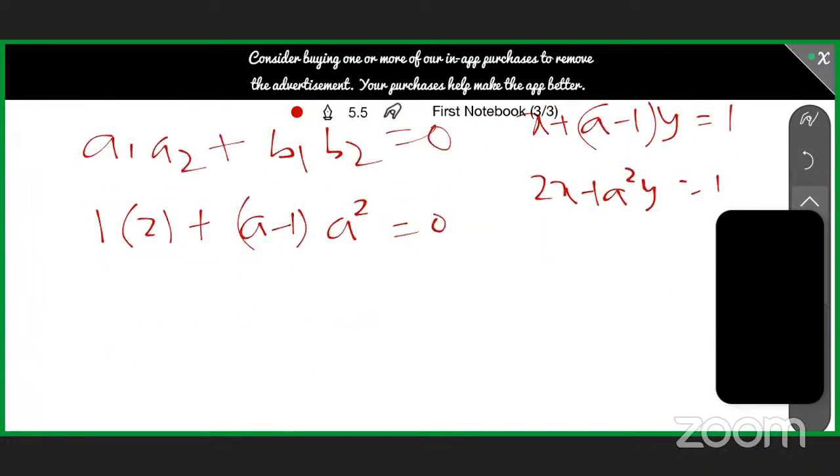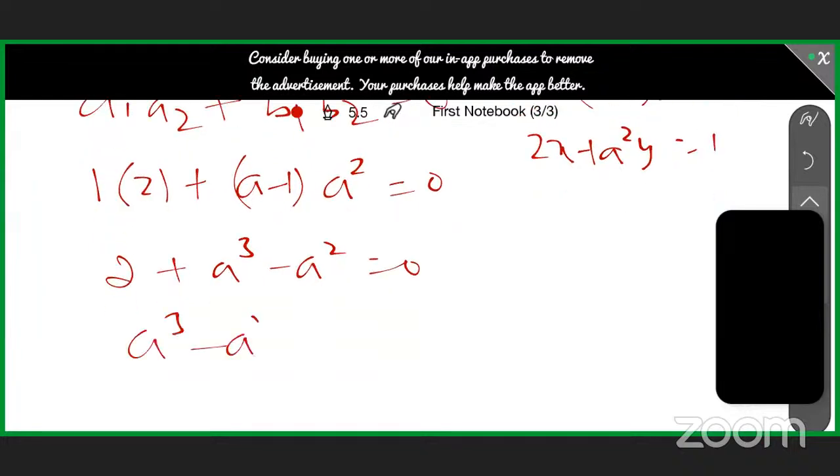Simplify: 2 plus a cube minus a square is equal to 0. If I simplify and write this, it will be a cube minus a square plus 2 is equal to 0. Let us find only one root for this equation by using the trial and error method. What they told: a belongs to the set of real numbers except 0 and 1. We'll use this condition. That means 0 and 1 will not be roots of the equation because they do not belong.